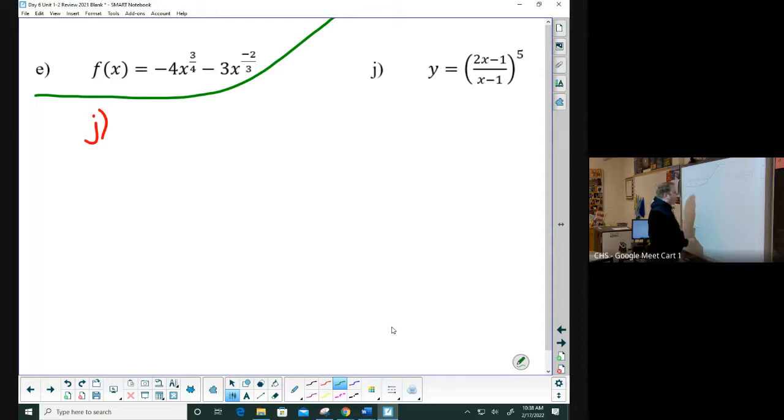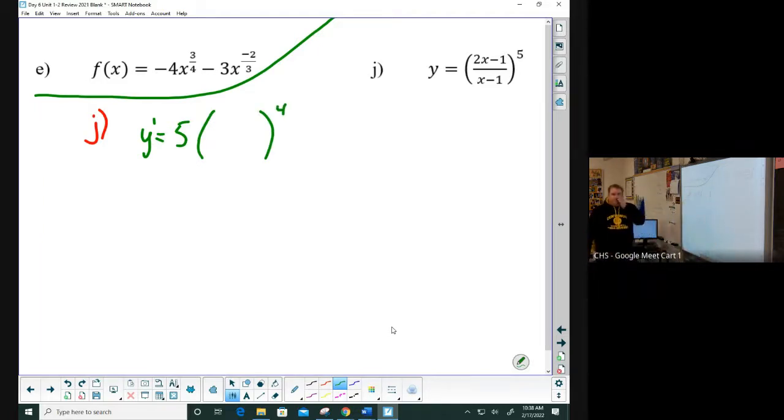So the derivative is 5 blah to the power of 4. Just like I pretend it was an x, 5x to the power of 4, except it's not an x, it's of this thing.